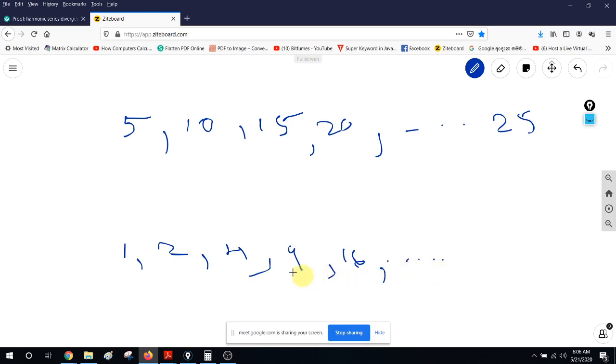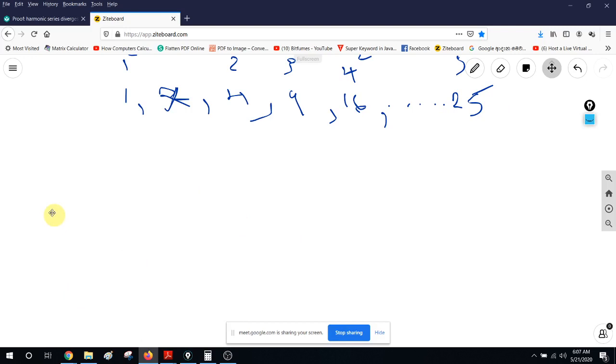So what is the next number? The next number is going to be 25, because there's a definite pattern here. This is 1 squared. I made a mistake, so forget about this. This is 2 squared, this is 3 squared, this is 4 squared, and this must be 5 squared. So as long as you can find a pattern, it is a sequence. Let's take one more example.